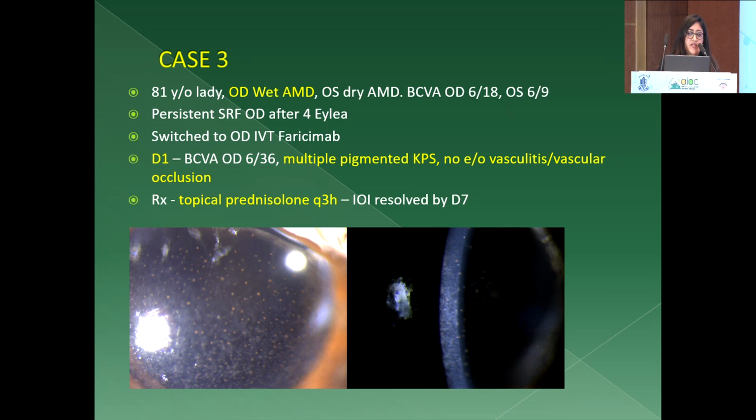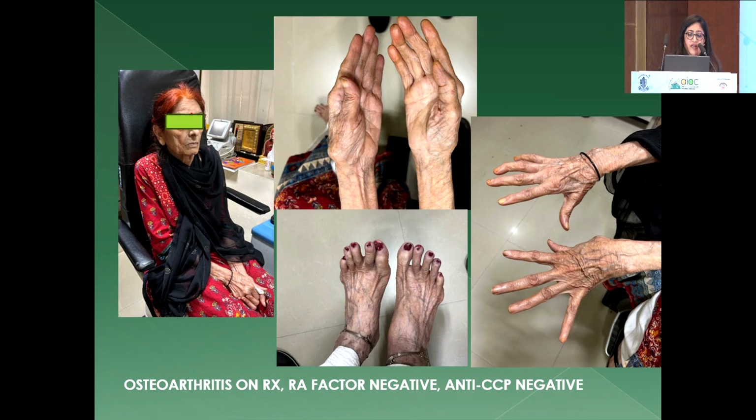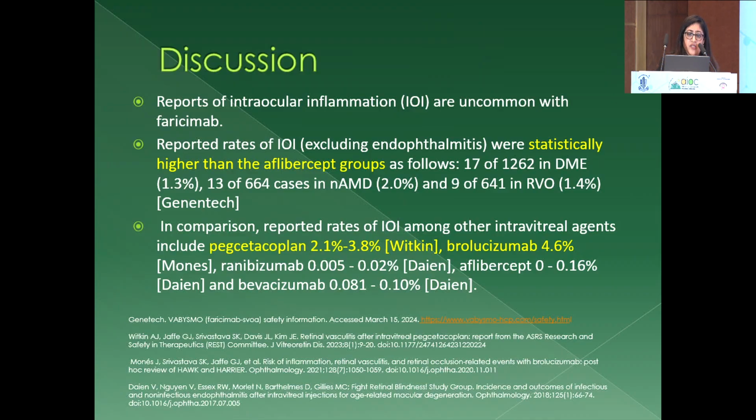The last case was an 81-year-old lady, a wet AMD patient, who presented on day 1 post-injection of faricimab with multiple pigmented KPs and no evidence of vasculitis or vascular occlusion. She also responded well to treatment with topical steroids. She happened to be suffering from osteoarthritis, and she was on treatment for the same.